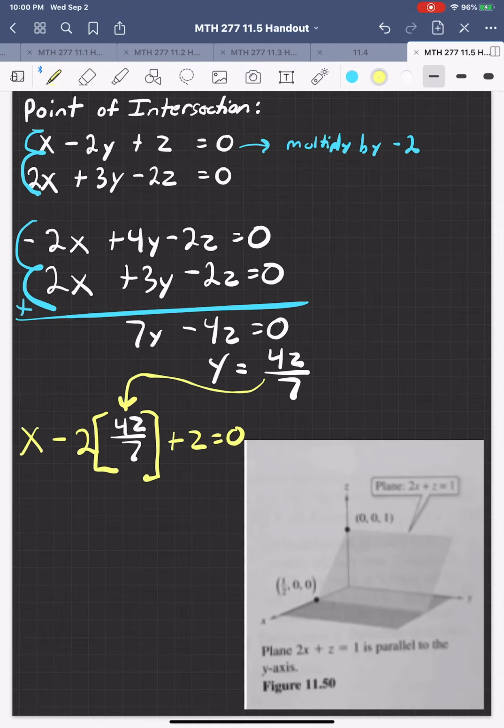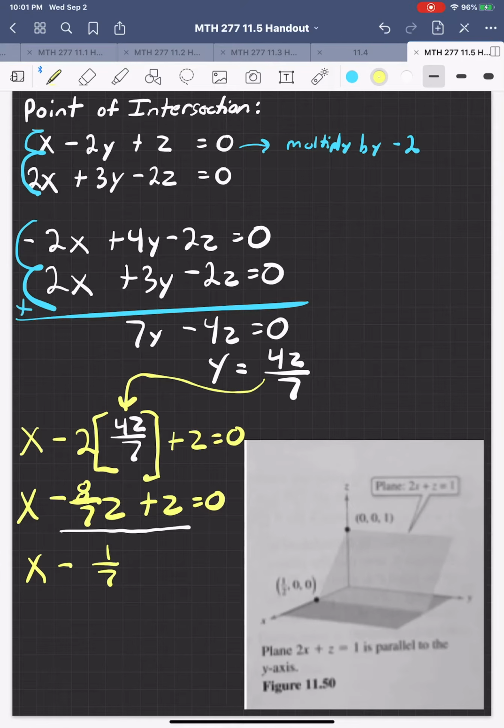All right, so let's distribute all that out. Let's see what that looks like. So now we have x minus 8/7 z plus z equals 0. I want to combine these z's. So that gives me x minus 1/7 z equals 0. And now I want to solve for x. x is equal to z over 7. Okay.